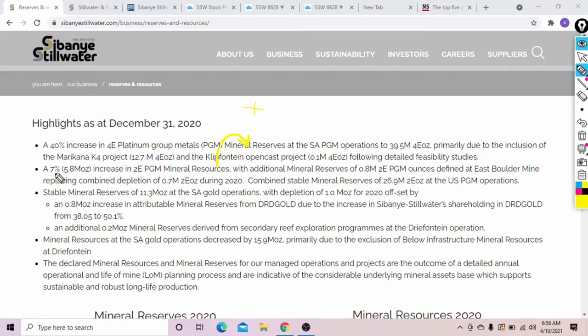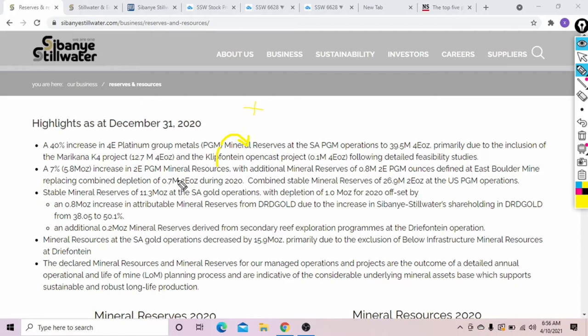So now we see here a 7% increase, which is 5.8 Moz increase in what? In PGM, the platinum group metals, mineral resources, with additional mineral reserves of 0.8 Moz defined at East Boulder Mine, that is US, now replacing the combined depletion of 0.7 Moz.